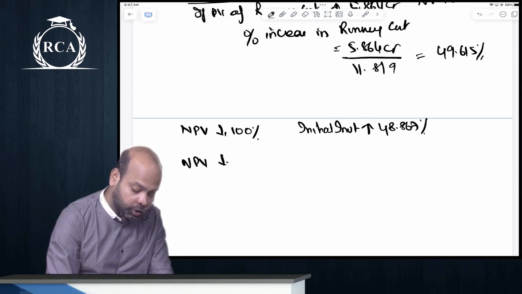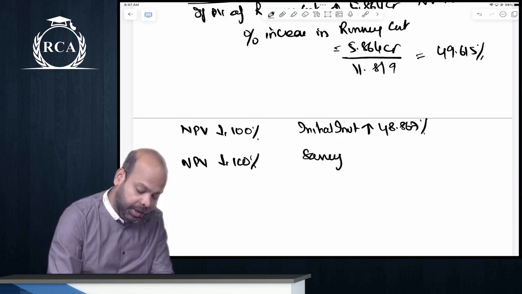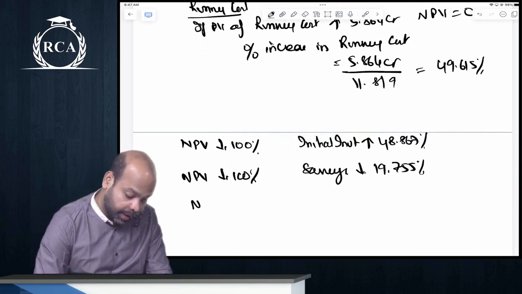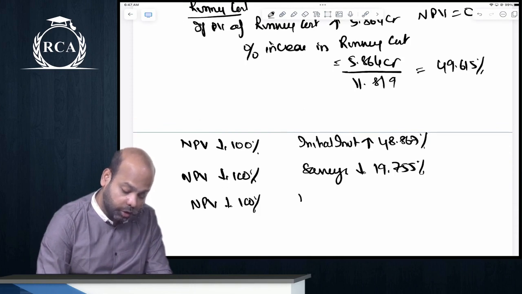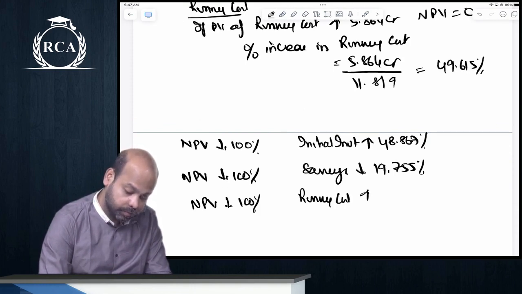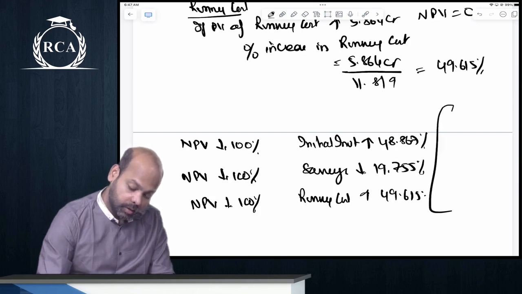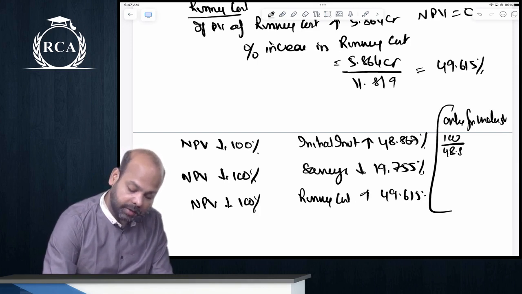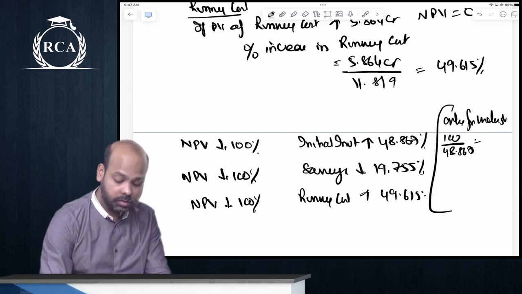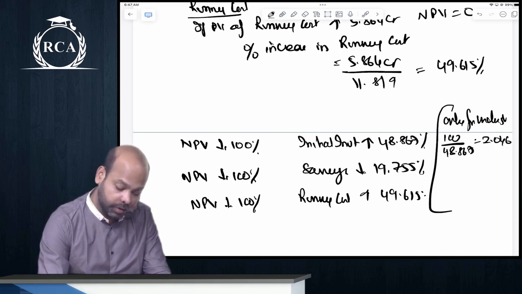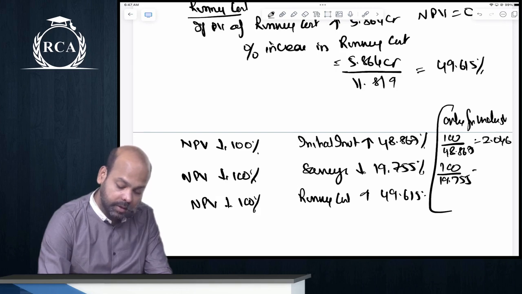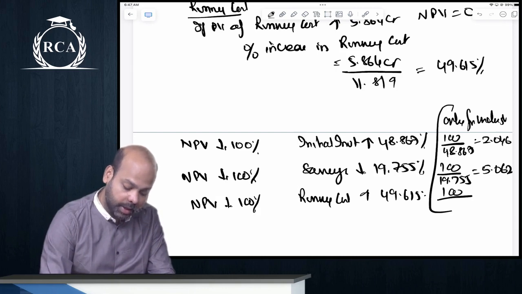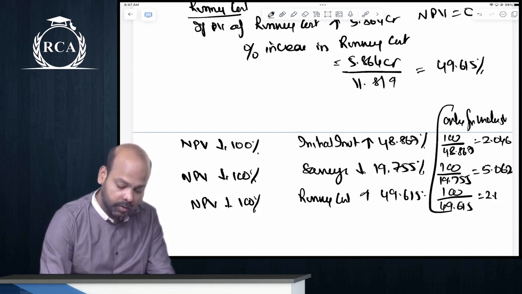Again, for NPV to reduce by 100%, savings beta should decrease by 19.755. For NPV to reduce by 100% beta, running cost should increase by 49.615. Only for understanding, guys, do not write this bracket part in the exam. If you do 100 by 48.867, how much will you get? 2.0046. 100 by 19.755, and finally 100 by 49.615, 2.016.